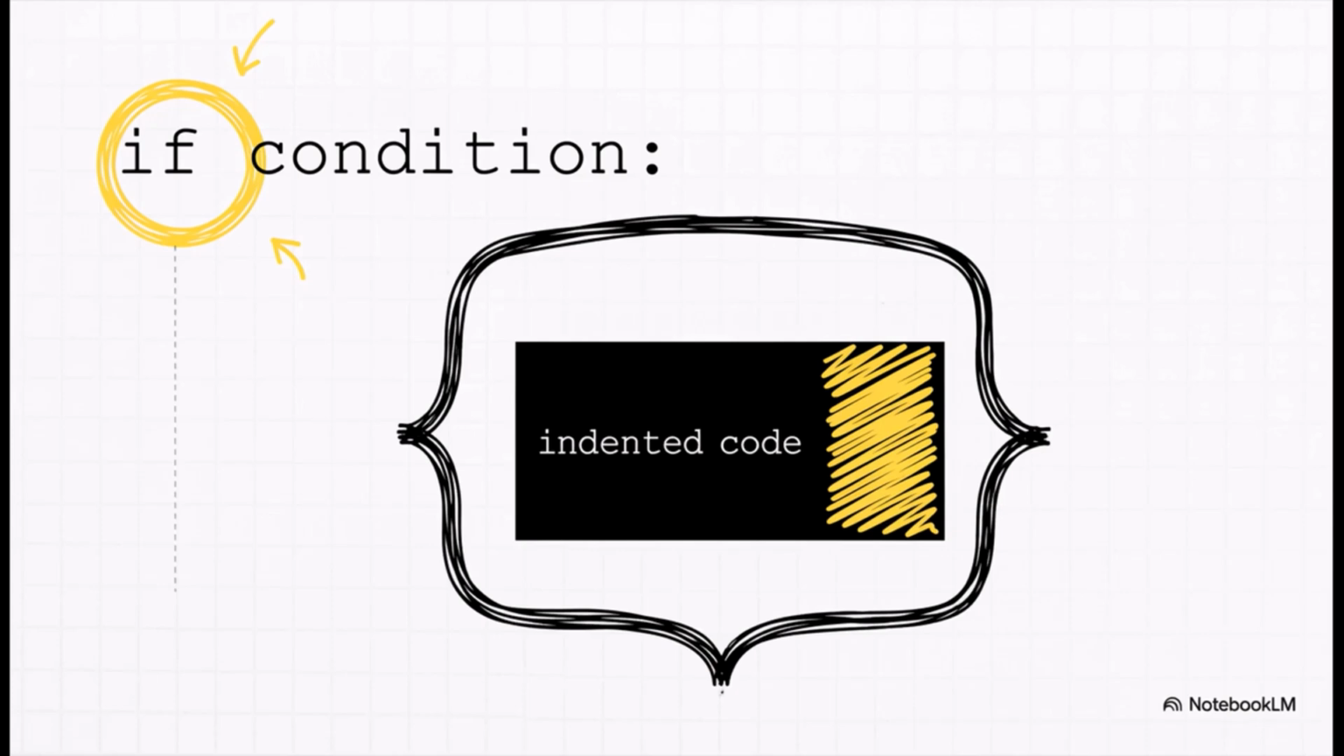Okay, let's talk about the actual code, the syntax. It's pretty straightforward. You have the word if, then your condition, and then, and this is super important, a colon. That colon and the indented block of code that comes right after it are absolutely crucial in Python. That indentation is literally how Python knows which instructions belong to that if statement. Get it wrong and your code just won't work.